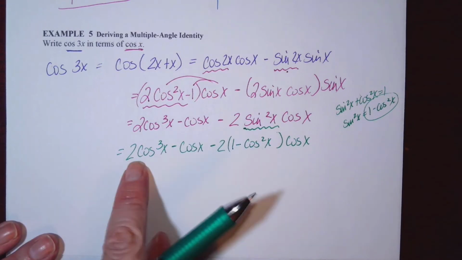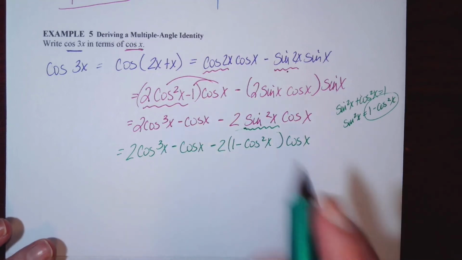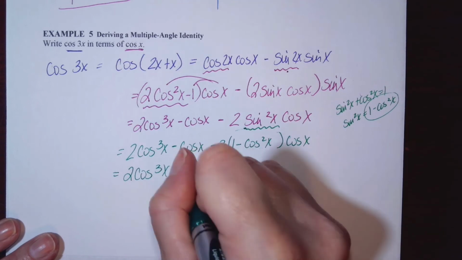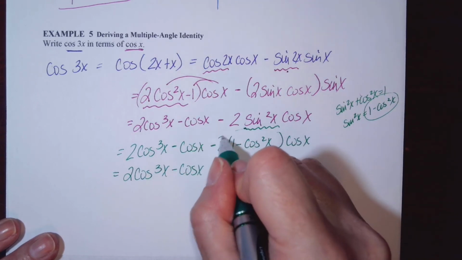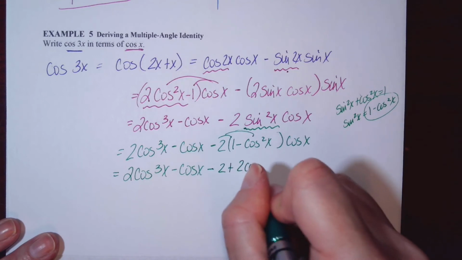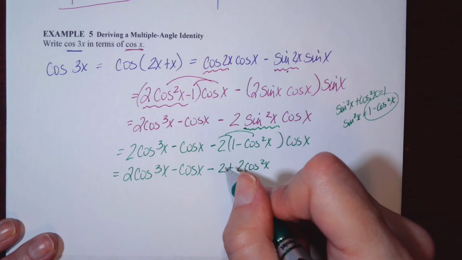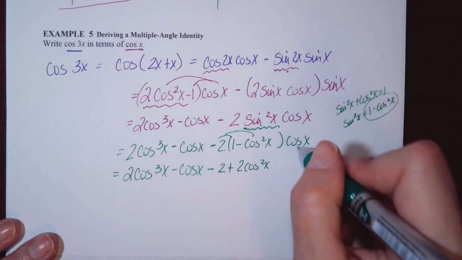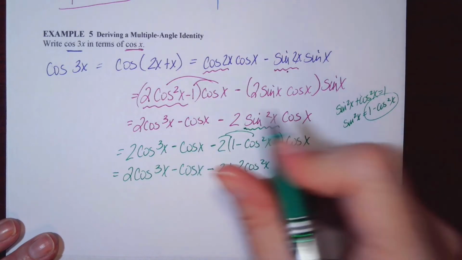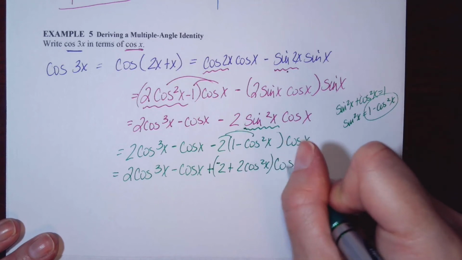Alright, so my first two terms are fine. I need to multiply and distribute all of this together, so let's do that. That's going to take me a couple of steps. Cosine cubed x minus cosine x. Let's distribute this negative 2. So we've got minus 2 plus 2 cosine square x. And then that is all being multiplied by this cosine x. So all of that, let's do plus a negative and then cosine x there.